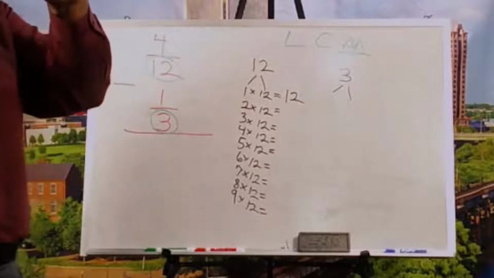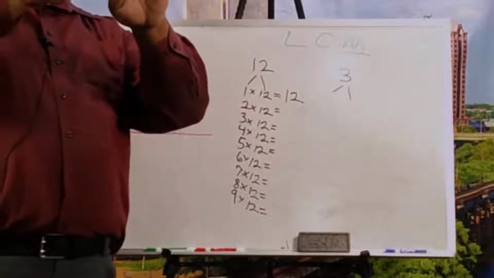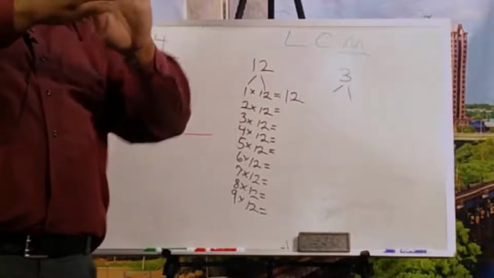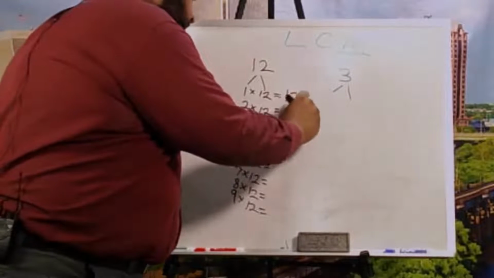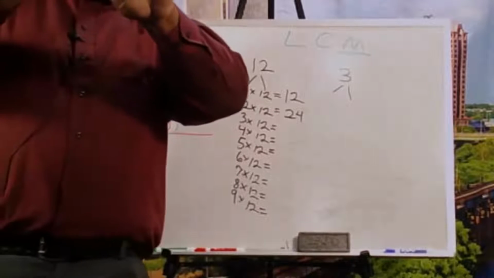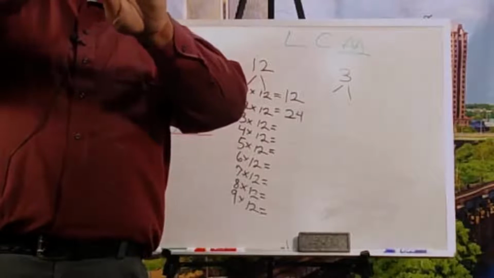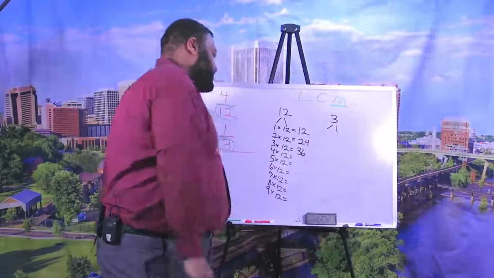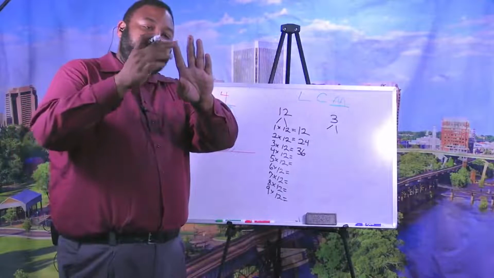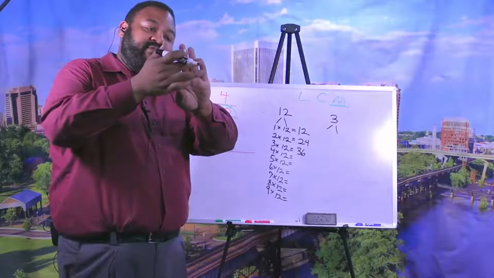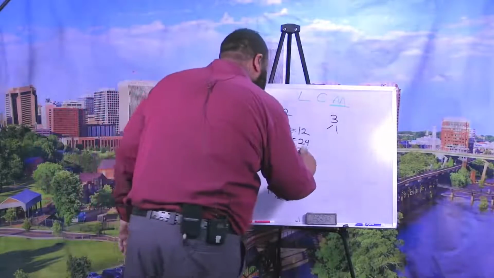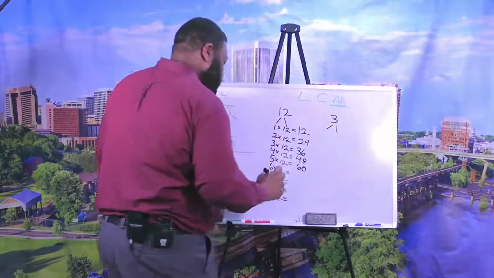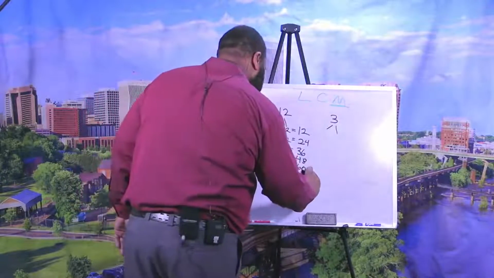The next thing we're going to have here is, what comes after 12? 13, 14, 15, 16, 17, 18, 19, 20, 21, 22, 23, 24. 25, 26, 27, 28, 29, 30, 31, 32, 33, 34, 35, 36. 37, 38, 39, 40, 41, 42, 43, 44, 45, 46, 47, 48. I'm going to do the rest for us real quick. 72.